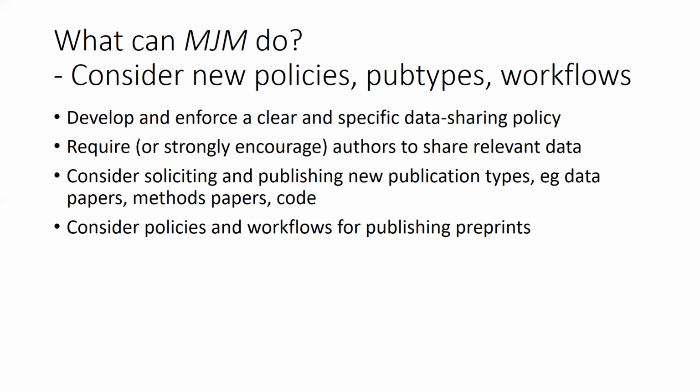So some of the things that I think MJM could do, or that the editorial board could do, is to have some conversations around these emerging publication types and think about some new policies or procedures or workflows for the journal that you could pass on to authors. One beneficial thing could be to develop and enforce a data sharing policy and say that if you have people publishing original research in your journal, you have an expectation that they share data in this way, and here's how.